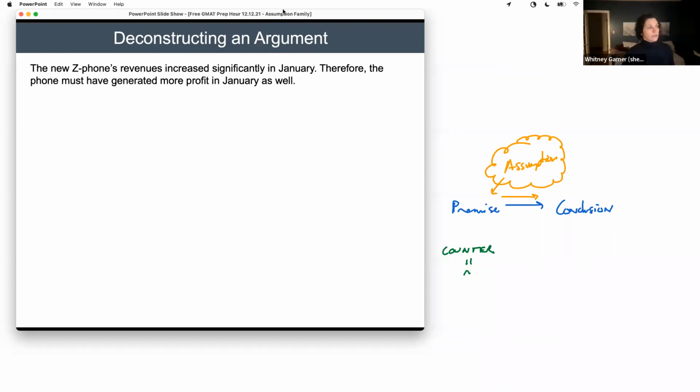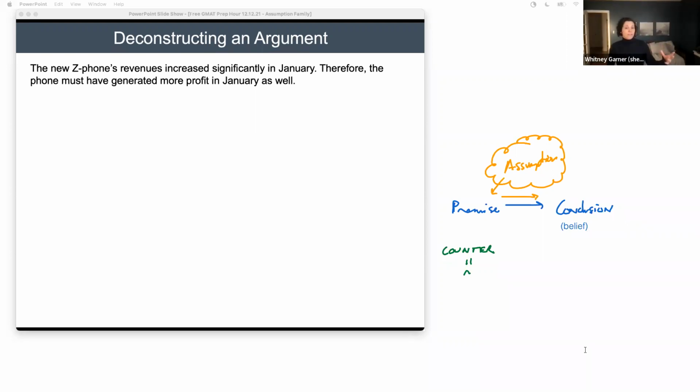So it can be really helpful to think of this as premise causes conclusion, or premise leads us to believe conclusion. So we have a Z phone and the revenues have gone up significantly. That sounds like a fact. That's something measurable. A conclusion is always going to be a belief. Right? So we'll just make one little note over here that a conclusion is always a belief. So it is never fact. It is not something that we could look and see measured or written down. Right? It's something that is believed.